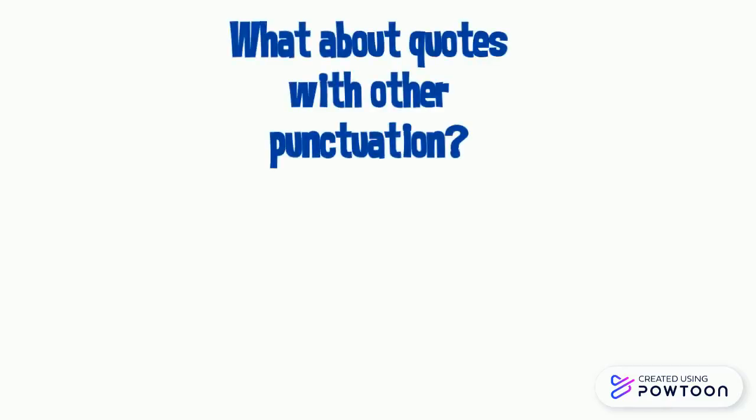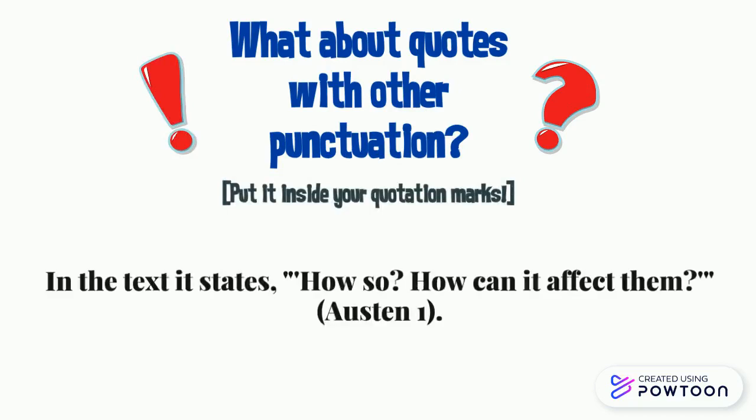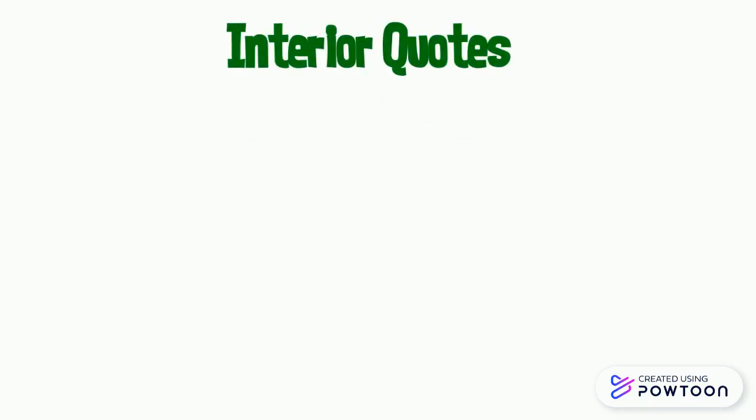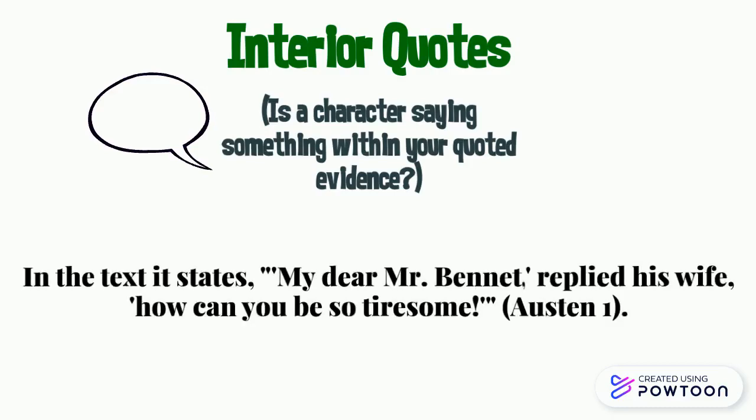If the evidence you're using has a question mark or an exclamation point in it, put that inside your quotation marks because it's part of the quoted material. But then you do still need a period at the end of your parenthetical citation, just to show that your actual sentence is over. If you're using evidence that contains a character saying something or something that the author puts in quotation marks within the text, you need to show that within your quote by using apostrophes around whatever that quoted material is.